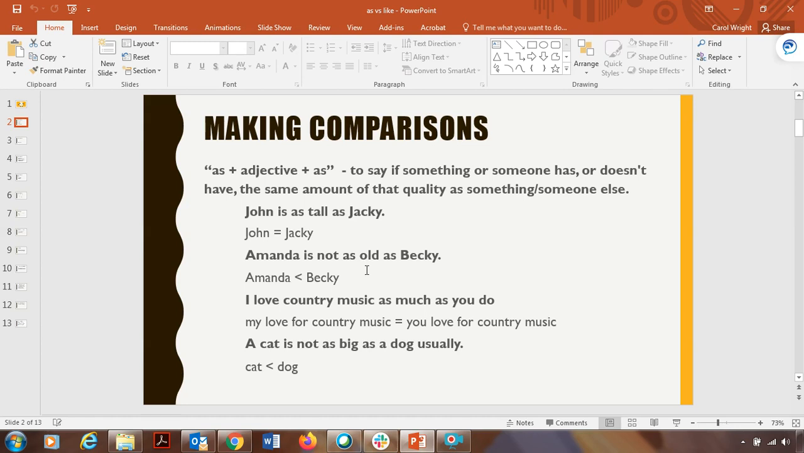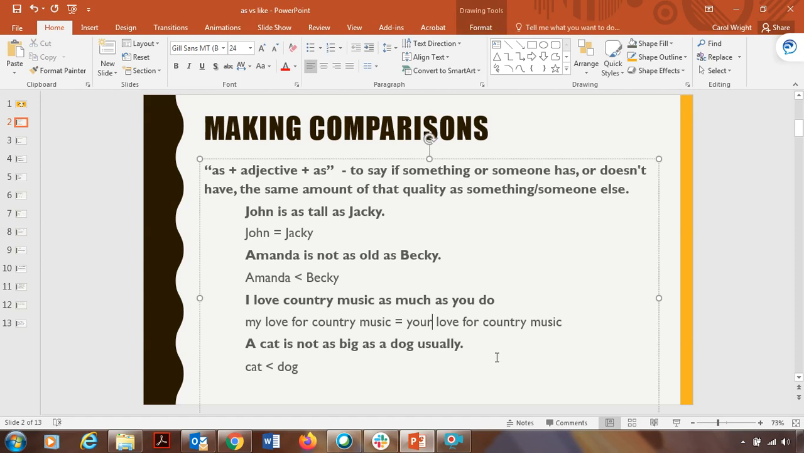I can also use things to talk about comparisons. I love country music as much as you do. So my love for country music equals your love for country music, meaning that they are the same. We both love country music just as much as the other person. Next, a cat is not as big as a dog usually. So here I'm saying a cat is smaller than a dog or not as big as a dog. Okay, so we can use as plus an adjective and as to make comparisons.